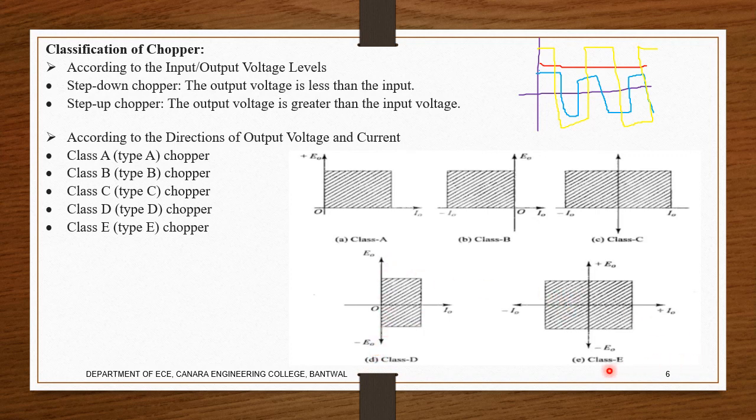The class E is what? It can be variable, both positive or negative. Remember one thing, we can observe here that the voltage can vary from minus E0 to plus E0, and the current can also be observed from minus I0 to plus I0.